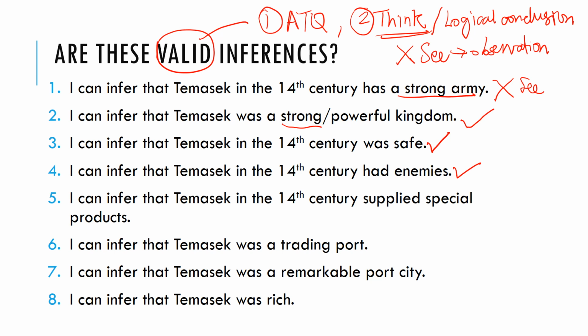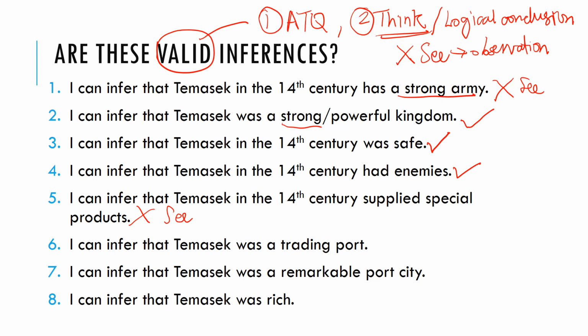Sentence number 5. I can infer that Temasek in the 14th century supplied special local products. I think by now you should know that this is a cross because this is what the person sees. It's already in the source. In fact, its exact phrasing is supplied special products, or rather supplied special local products. But it's the same thing.